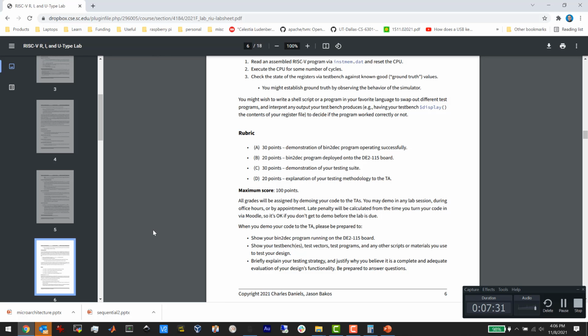Bin-to-dec program deployed on the DE2-115 board, demonstration of your testing suite, and explanation of your testing methodology. So there's more of an emphasis in this rubric on the testing methodology and how you tested it. I think there are eight hex displays and 18 switches, but the maximum value you can get from 18 switches, like FFF on the switches, is less than 8 decimal digits. So you still use part of the hex, right.